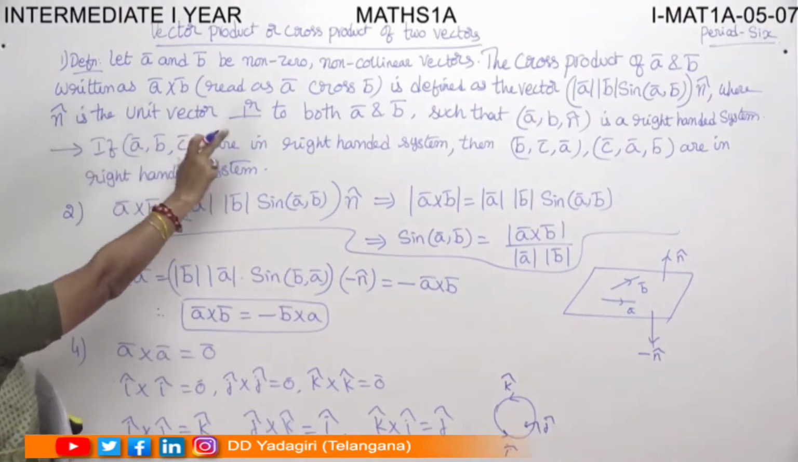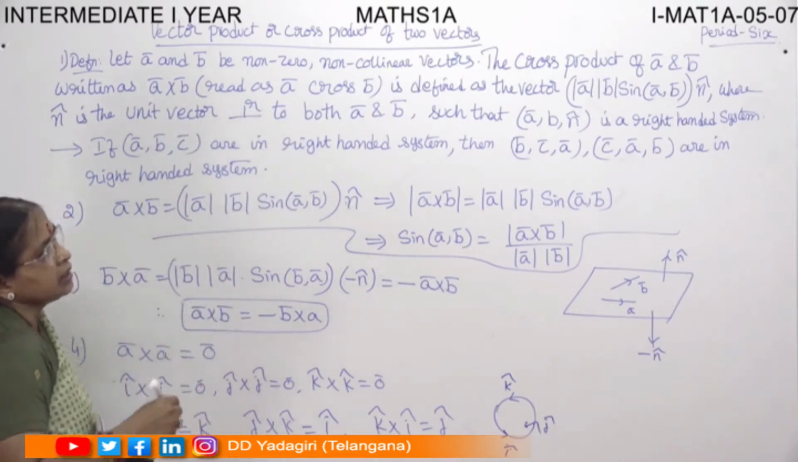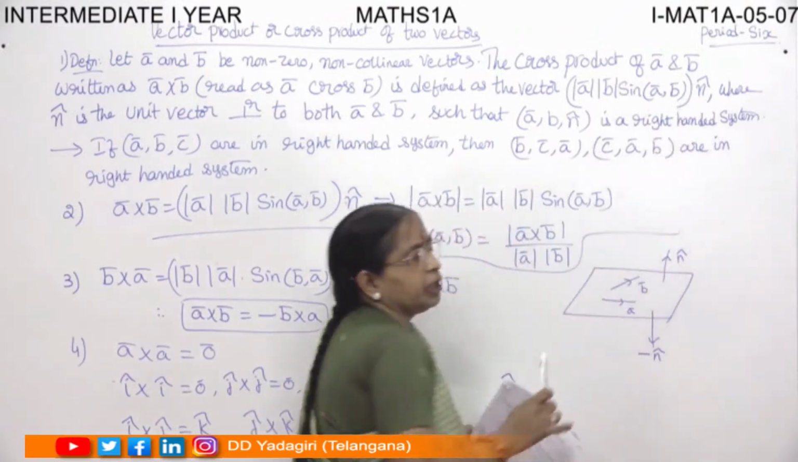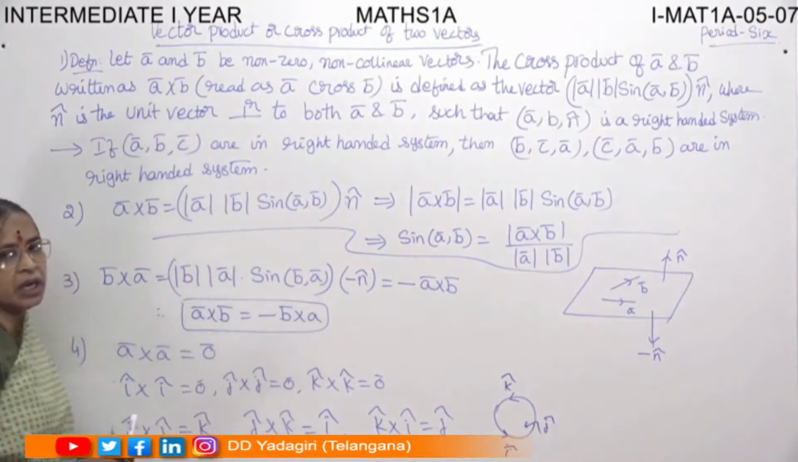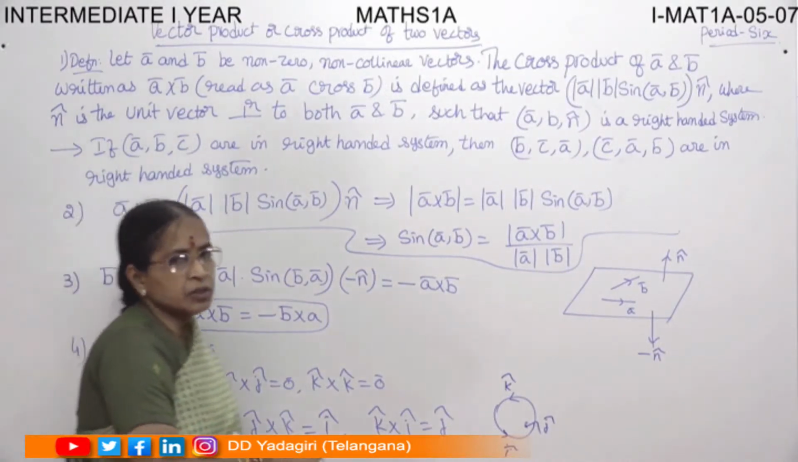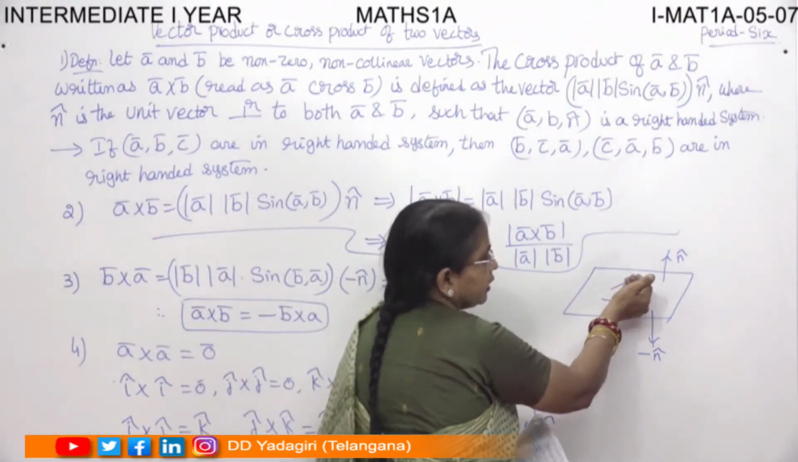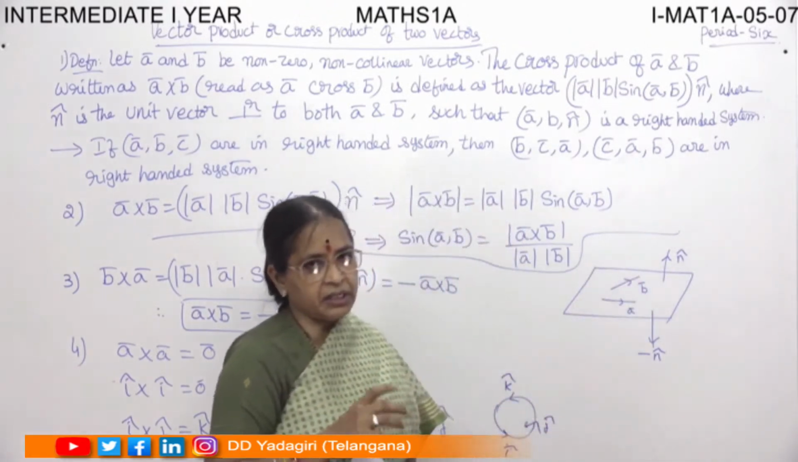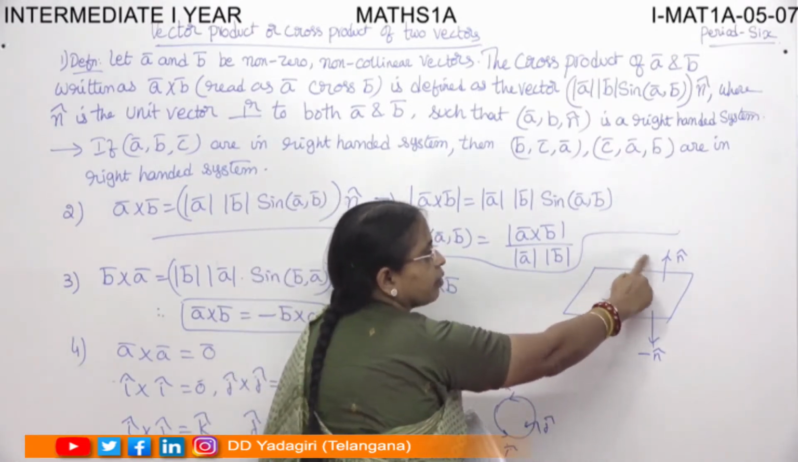Then the cross product of A and B, written as A cross B, is defined as the vector mod A into mod B into sine of the angle between A and B into n cap, where n cap is the unit vector perpendicular to both A and B, such that A, B, n form a right-handed system. Right-handed system means the rotation is from A to B, and the rotation will be less than 180 degrees. So A, B, n cap form a right-handed system.